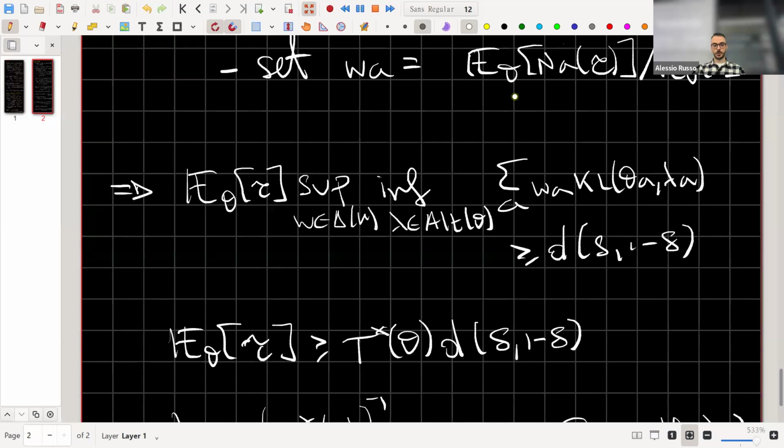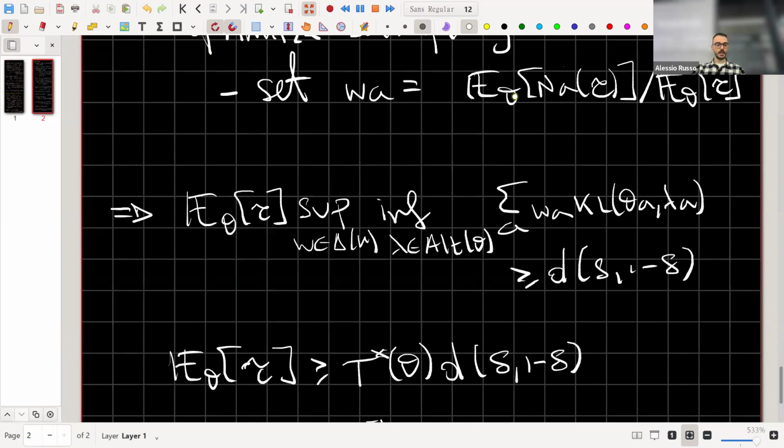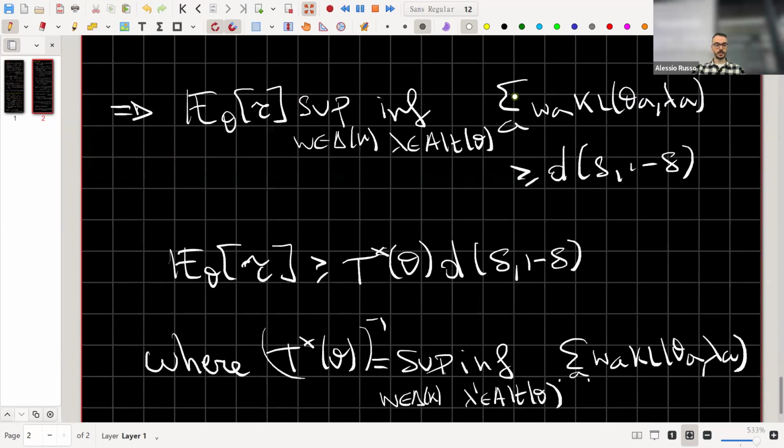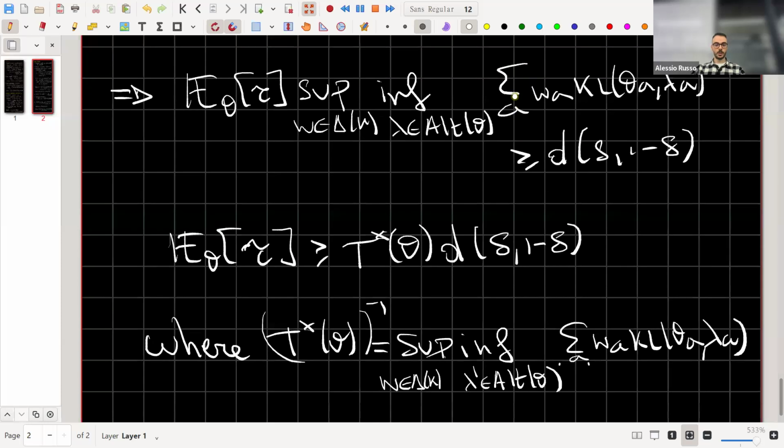And so we have come up here with basically our lower bound. We have that the expected value of tau is lower bounded by T star times kl(delta, 1 minus delta), where the inverse of T star is defined this way. So the inverse of T star is exactly this quantity. T star is also called characteristic time. The inverse is a sort of information ratio.